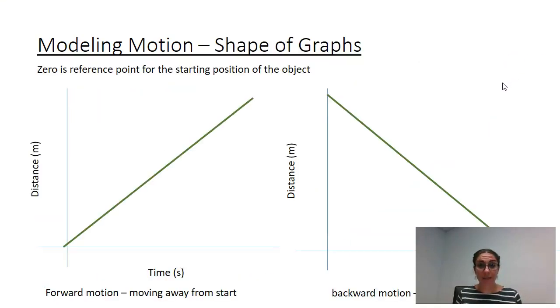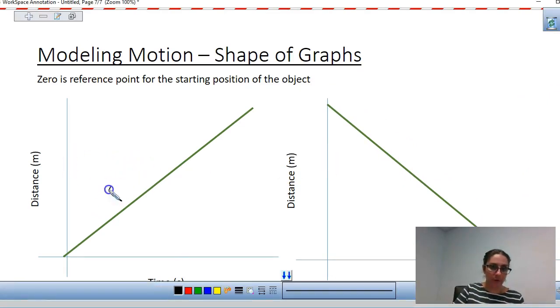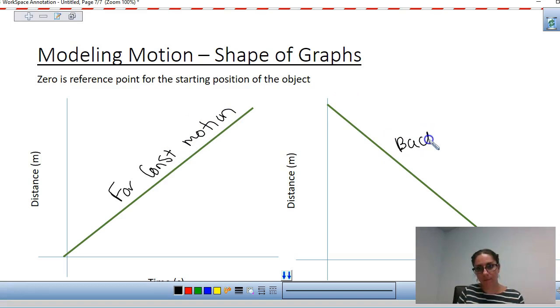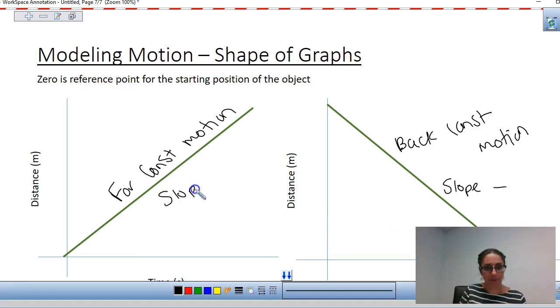Okay, so velocity is a vector, so the direction of the slant tells us what's going on. This is moving away from start, so this is forward constant motion, and this is going back to start, so this is backwards constant motion. If you were to calculate the slope of this, the slope is, in fact, negative mathematically, and the slope of this would be positive, just like you would expect.